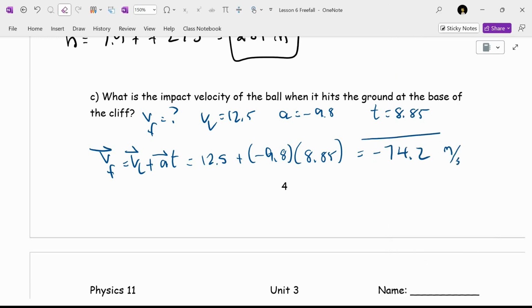Meters per second. What if, standing on this cliff, instead of throwing it up at 12.5 meters per second, I threw it downwards at 12.5 meters per second? How could I show that in my VI that I was throwing it downwards? Negative. All right.